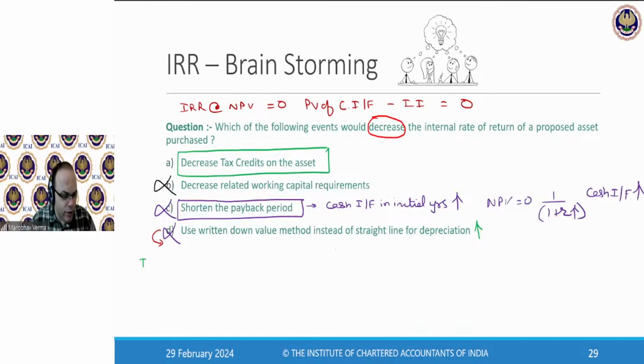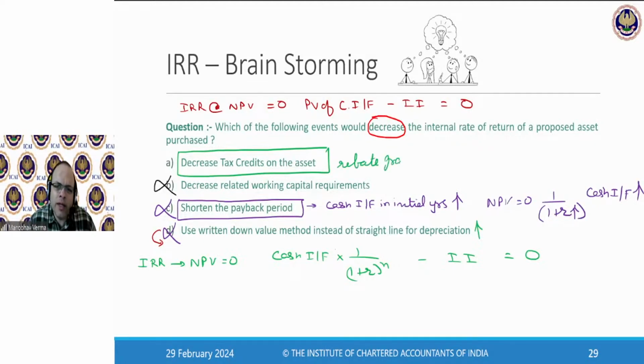Let me again write that equation. IRR is the rate at which NPV is zero. Hence, we are talking about cash inflows discounted minus initial investment. Of course, if there are more outflows, we can have present value of cash outflows also. That's okay, it is zero. Now, decrease tax credit, guys. What is a tax credit? A tax credit is a kind of rebate granted by a government, or a relief in taxes.